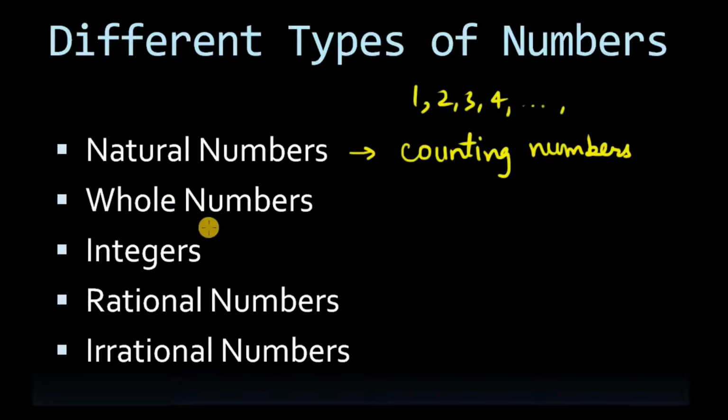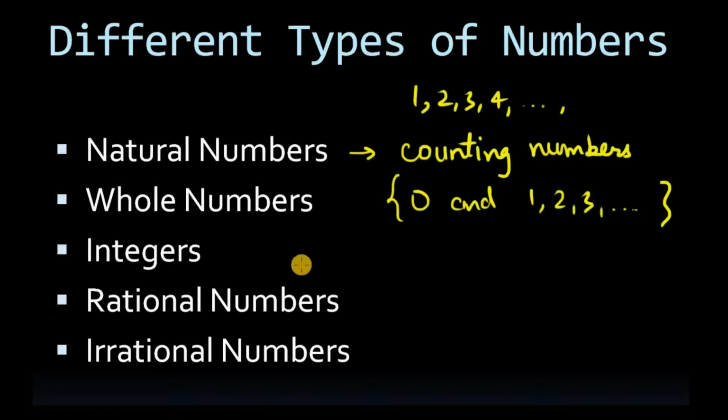The next one is the whole numbers. Natural numbers and whole numbers are closely related in the sense that if we just add 0 to the collection of natural numbers, like 0 and then the remaining counting numbers 1, 2, 3, 4, 5, 6, 7, 8, this whole new collection with 0 added to the natural numbers will be the whole numbers, okay? So we can say 0 and natural numbers together make up the whole numbers, okay?